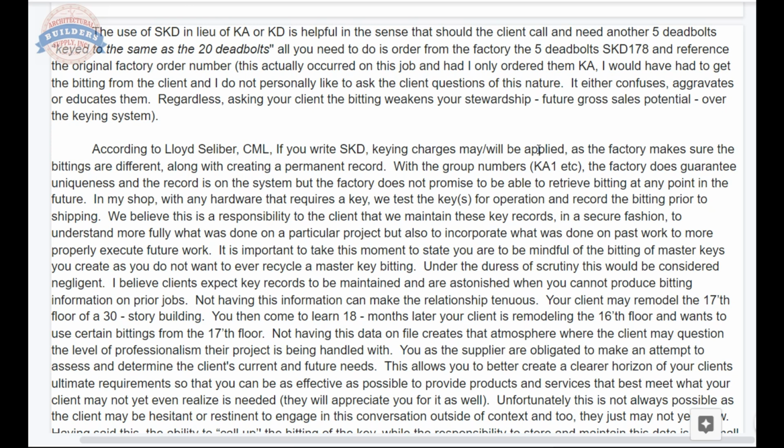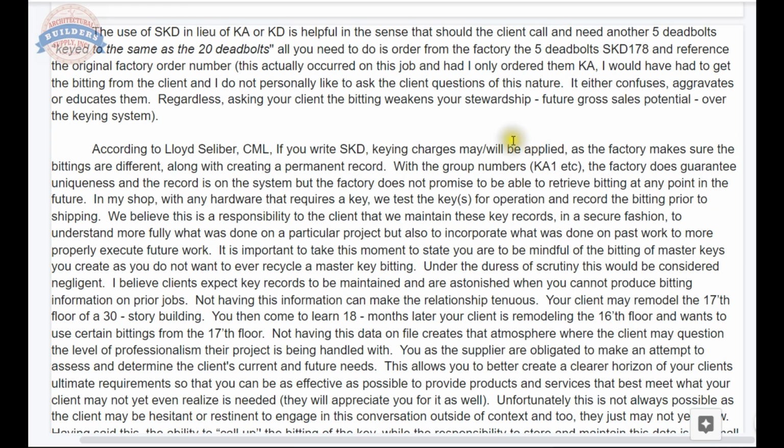You're not ordering 9 cases of locks and they're just all KA2. You have no way to ensure that those biddings are different. In fact, there will be no attempt at those biddings being different whatsoever. So that's the first reason you do that. You're ensuring the integrity of the installed system.